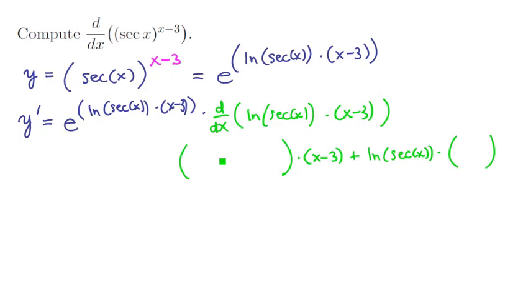Now the derivative of ln of secant is going to be 1 over blank, 1 over secant, times the derivative of secant, which is secant x tangent x. And the derivative of x minus 3 is just 1.